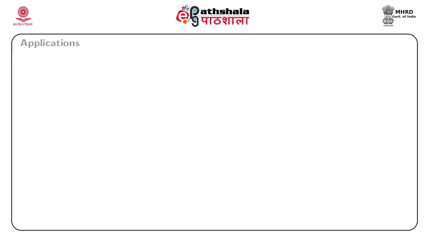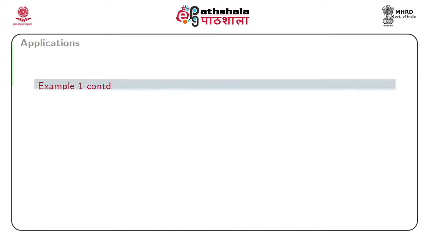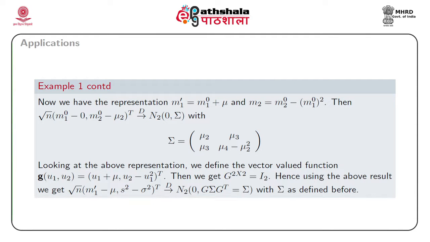Now we have the representation that m1 dash equals m1 naught plus mu and m2 equals m2 naught minus (m1 naught) whole square. Then square root of n times m1 naught, that is the large sample distribution of m1 naught and m2 naught, is again bivariate normal with mean 0 and dispersion matrix sigma, where the dispersion matrix sigma has the elements mu 2 and mu 3 in the first row and mu 3 and mu 4 minus mu 2 square in the second row.